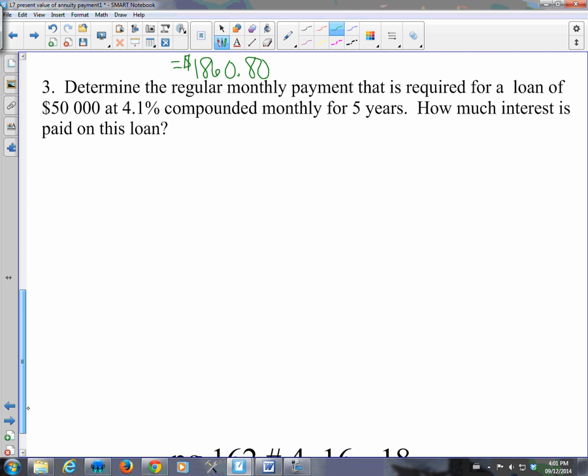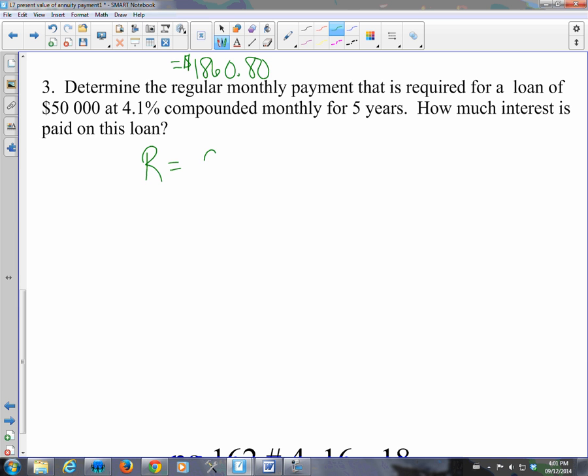Determine the regular monthly payment that's required for a loan of $50,000 at 4.1% compounded monthly for 5 years. How much interest is paid on this loan? So you might need a loan of $50,000 to do a big addition on your house. You might need a loan of $50,000 to buy a car, buy a truck. Let's fill in our formula and figure it out.